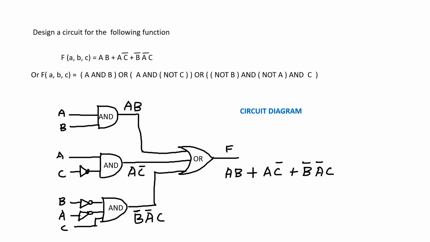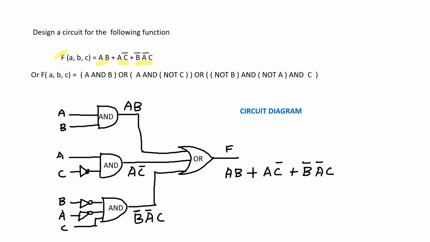Now we are going to design a circuit for the following expression. The function has three variables a, b and c, and the expression is a AND b, ORed with a AND c complement, ORed with b complement AND a complement AND c. And what we are going to do is write it in a way that makes the designing part easier.